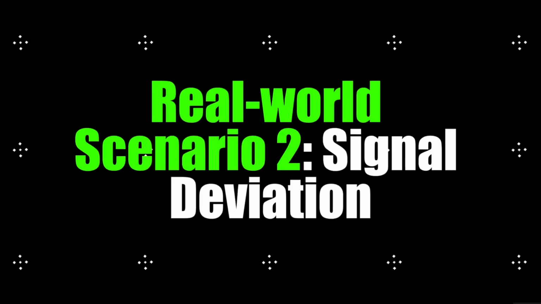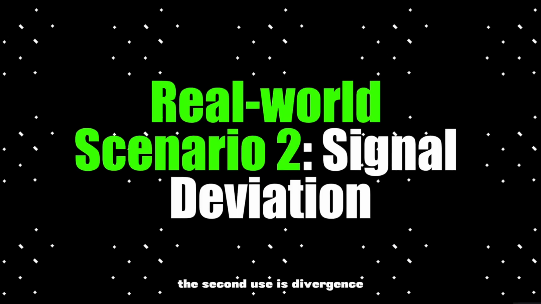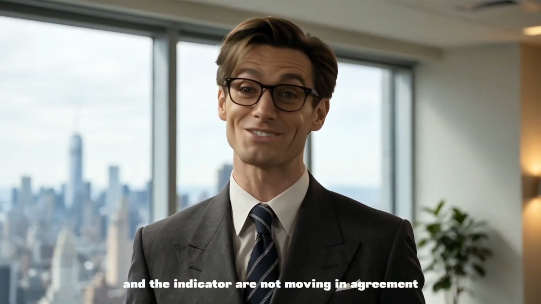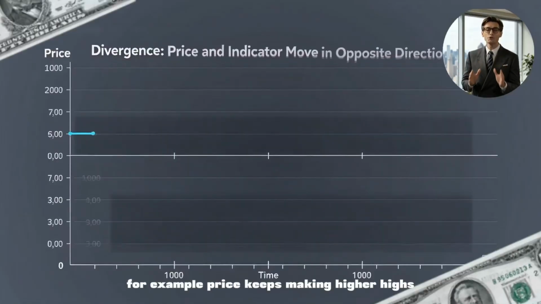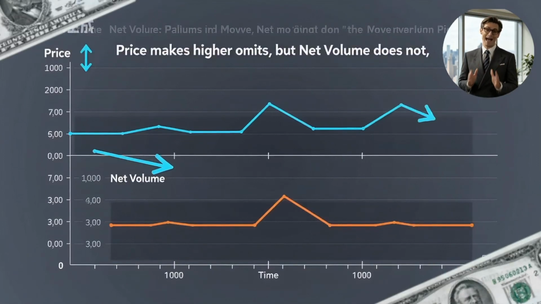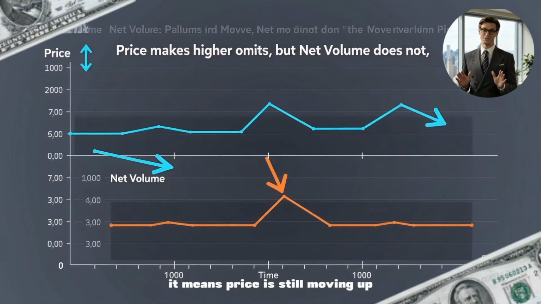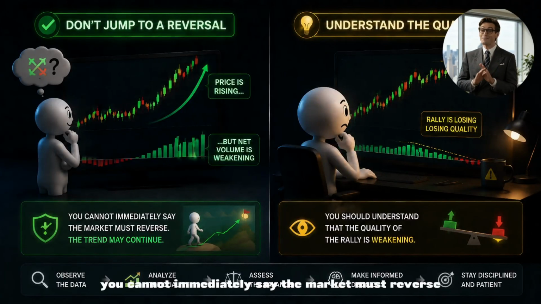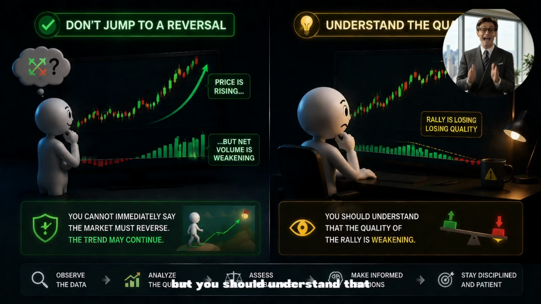Real-world scenario 2. Signal deviation. The second use is divergence. Divergence means price and the indicator are not moving in agreement. For example, price keeps making higher highs, but net volume fails to make higher highs, or even becomes weaker each time. What does that mean? It means price is still moving up, but buyer aggression is fading.